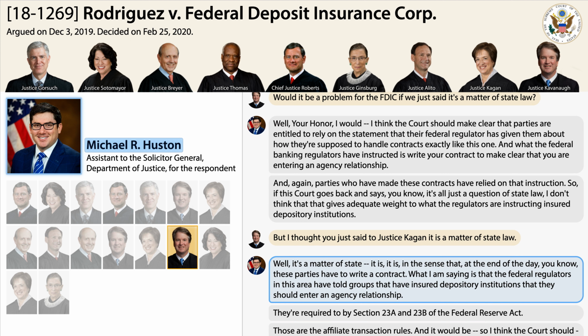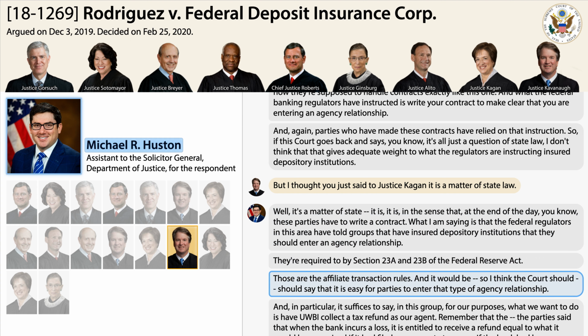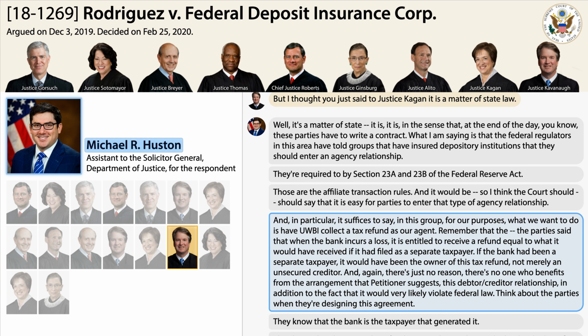It is, in the sense that at the end of the day, these parties have to write a contract. What I am saying is that the federal regulators in this area have told groups that have insured depository institutions that they should enter an agency relationship. They're required to by Sections 23A and 23B of the Federal Reserve Act. Those are the affiliate transaction rules. So the court should say that it is easy for parties to enter that type of agency relationship. In particular, it suffices to say, in this group, what we want to do is have UWBI collect a tax refund as our agent.